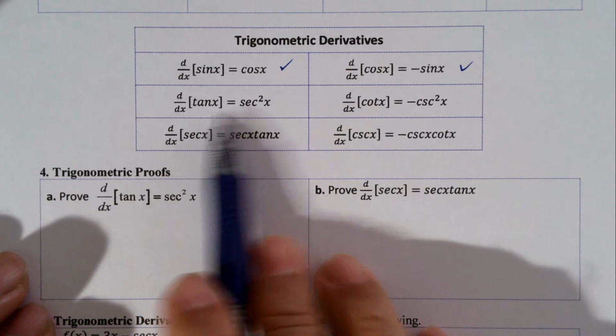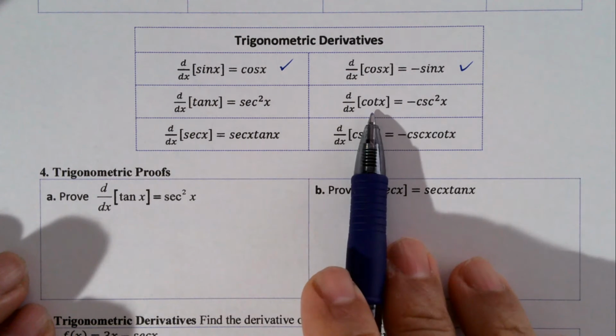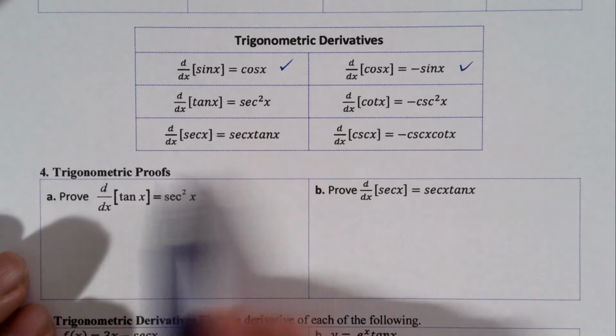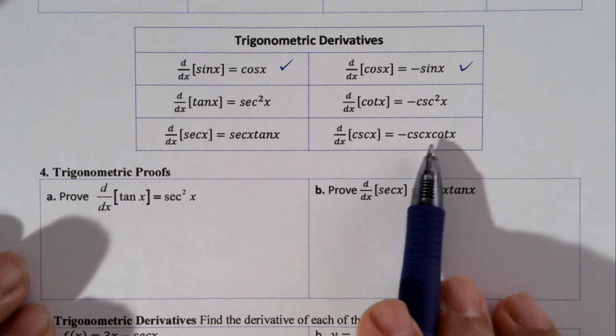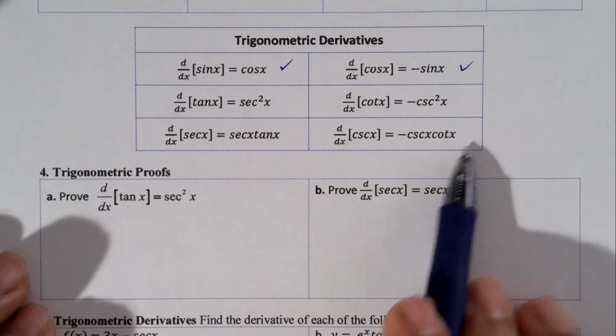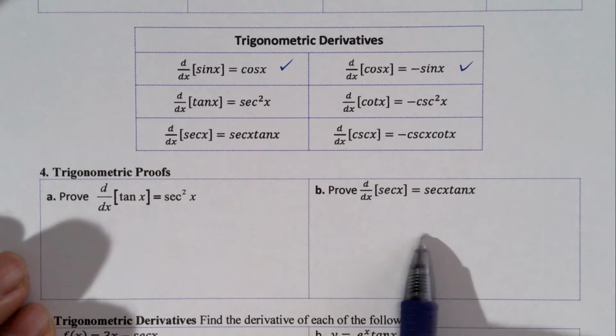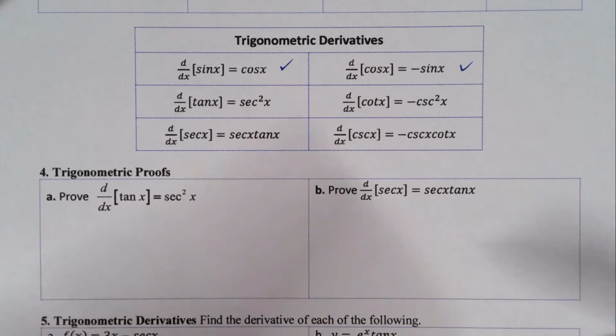The derivative of tangent is secant squared x. Derivative of cotangent, negative cosecant squared x. Derivative of secant is secant x times tangent x. Derivative of cosecant is negative cosecant x cotangent x. I'm going to develop two of these. It says proofs, but this is not much of a proof. It is simply using the quotient rule.